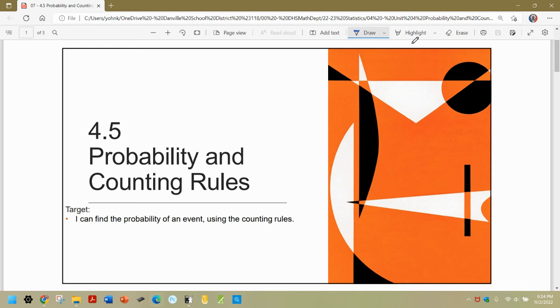Hey kids, welcome to section 4.5, Probability and Counting Rules. Today we're going to put everything together and find the probability of an event using counting rules.